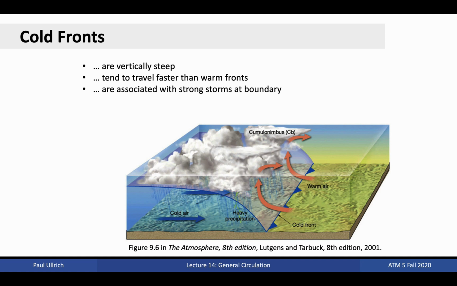Here's an idealized depiction of one such cold front moving over land. As the cold air pushes into the warm, moist air, it is vigorously lifted and is responsible for producing cumulonimbus towers and other strong storms along its edge. These cold fronts tend to be vertically steep, and because of their bulldozer-like shape, tend to travel faster than warm fronts, easily moving the less dense air out of the way.